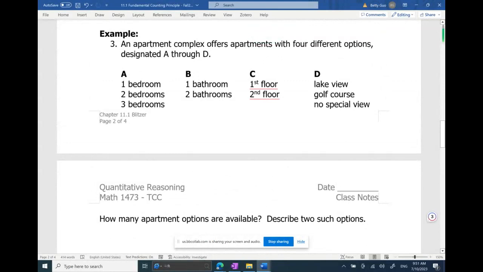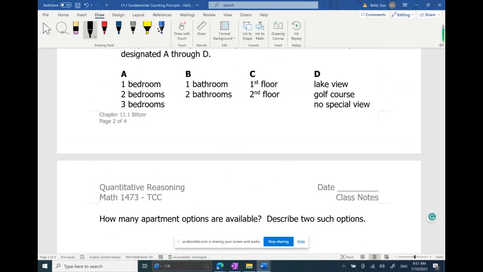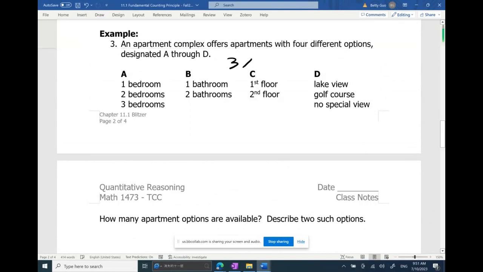Your task here is to choose your apartment, right? Then you have to go through all the 4 categories, A, B, C, D. And you want to decide whether you want 1 bath or 2 baths, right? So the first step, we follow the order A, B, C, D. Even if you mess up the order, it doesn't affect the result. So the first step is to choose a bedroom. You have 3 different options. Second step is to choose the number of bathrooms. You have 2 different options.